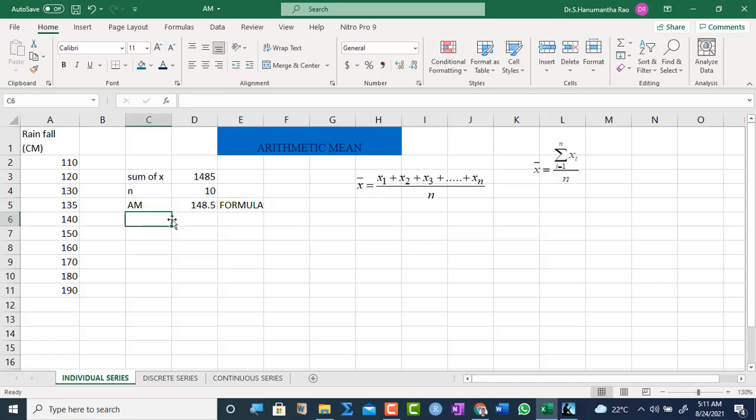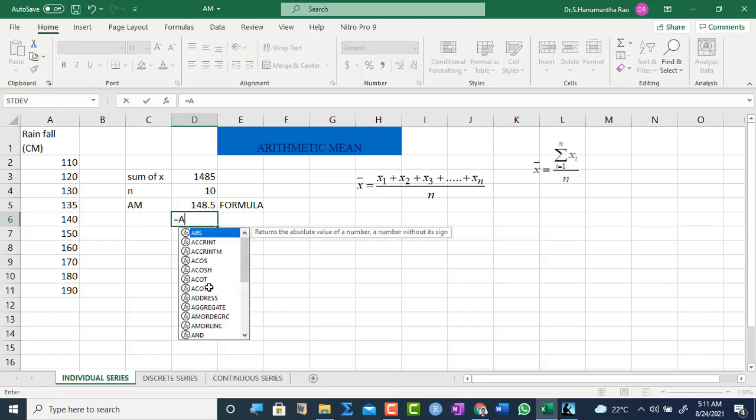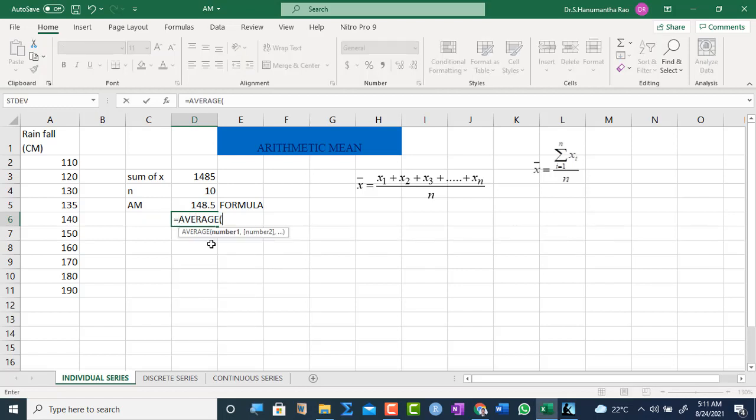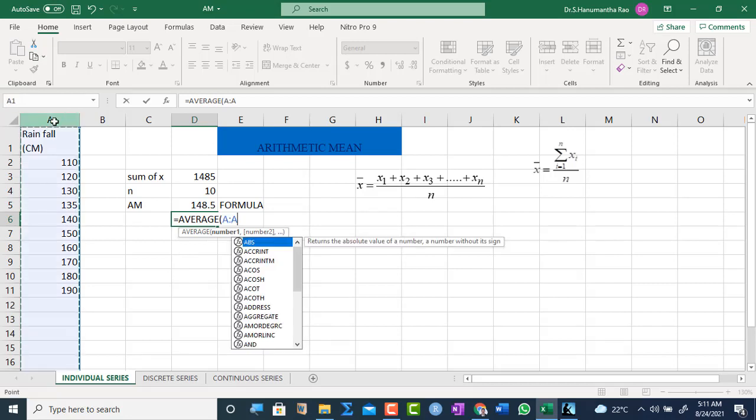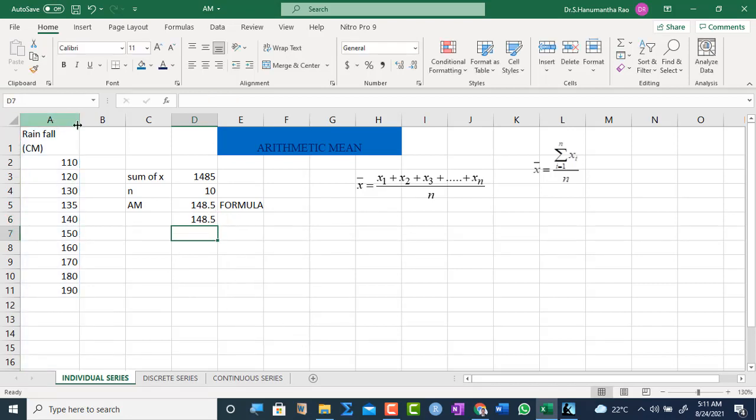Here we can calculate arithmetic mean using the Excel function AVERAGE of all the observations. It is 148.5. We can calculate arithmetic mean by using this function. This is the way we calculate arithmetic mean for individual series.